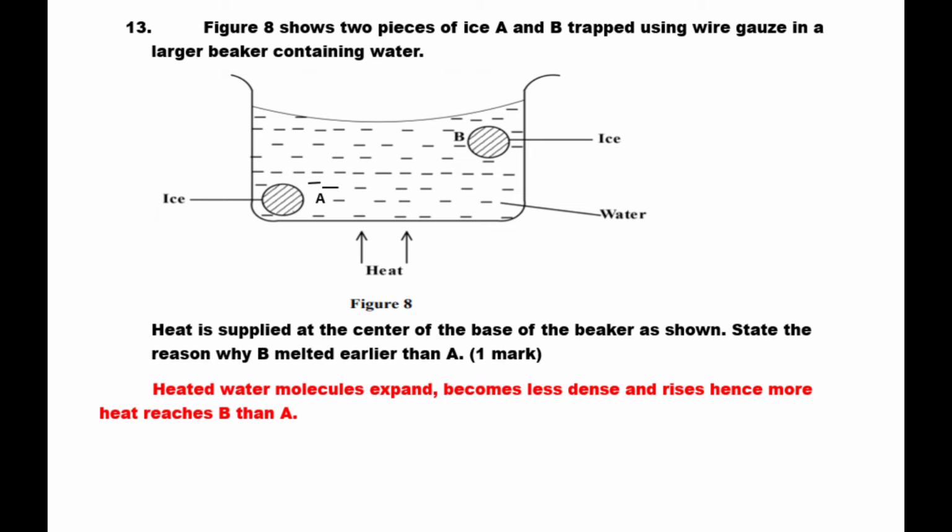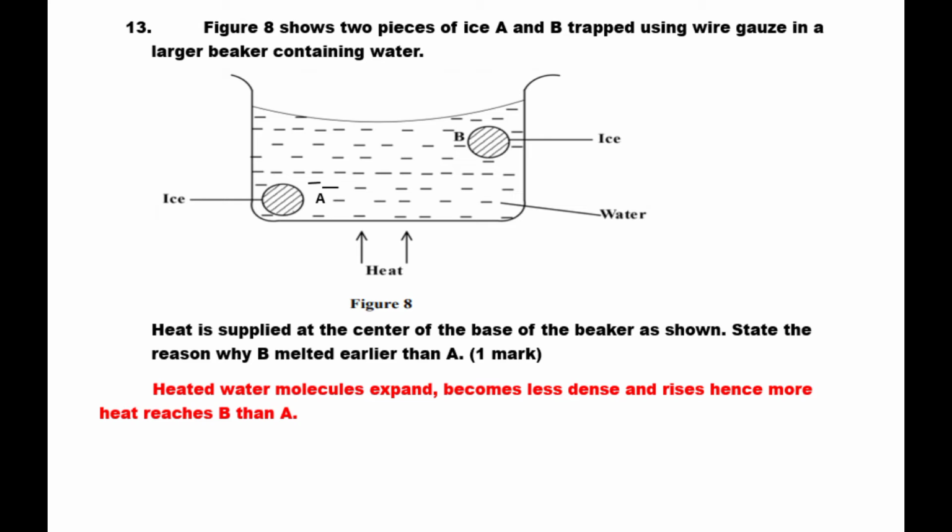Question 13. Figure 8 shows two pieces of ice A and B trapped using wire gauze in a large beaker containing water. You can see the beaker containing water. We have a source of heat. We have ice A and B. The heat is applied at the center of the base of the beaker as shown. State the reason why B melted earlier than A. Why has B melted earlier than A?